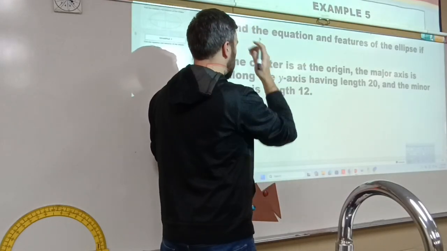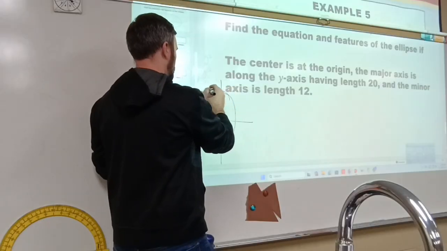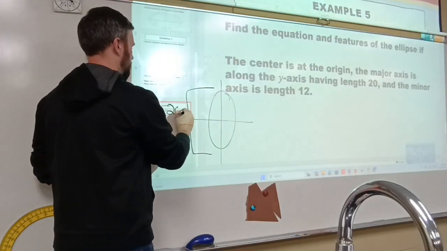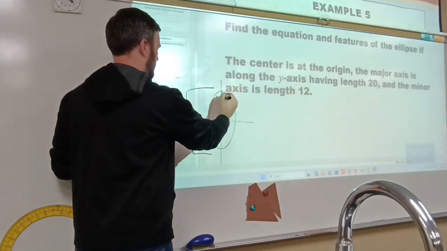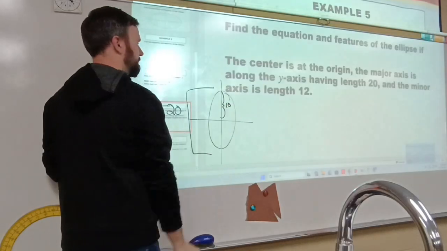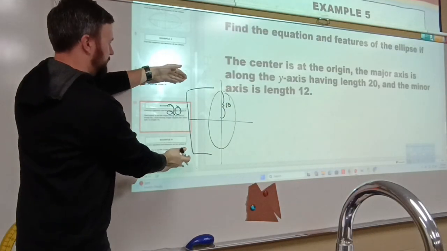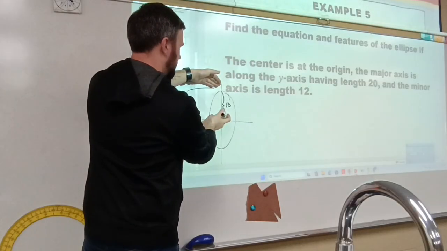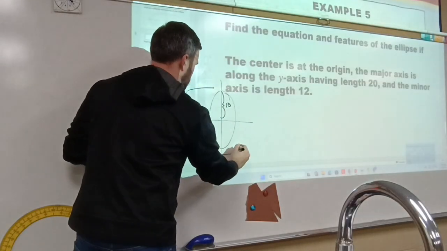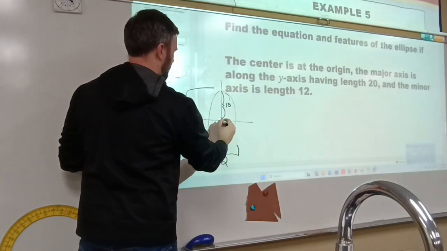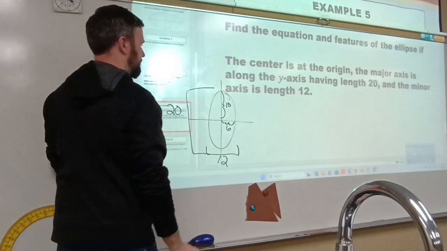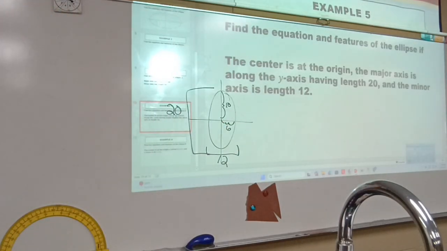So the major axis has a length of 20. So if this whole length is 20, what's this length right here? It's 10, right? If the whole thing is 20, half of that is 10. If this whole thing across is 12, then half of that is 6. Do I have my A and my B? Yeah.